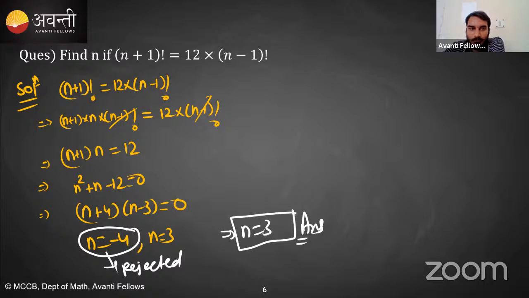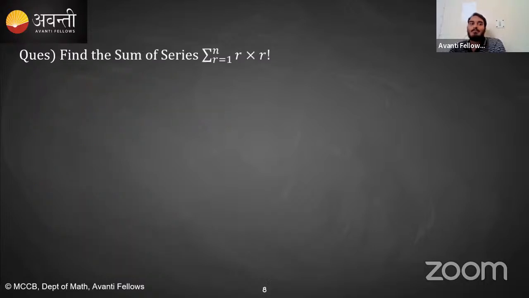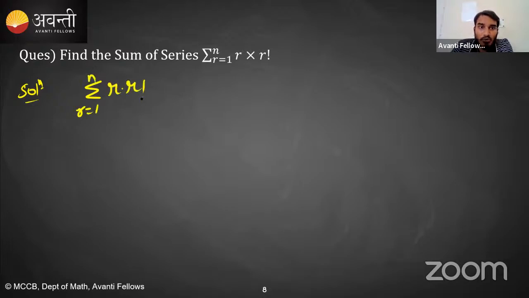Similarly, the next question is: find the sum of the series. What is the series? Summation, r varying from 1 to n, of r into r factorial. So we have to find the sum of this series. Okay, this is your question.